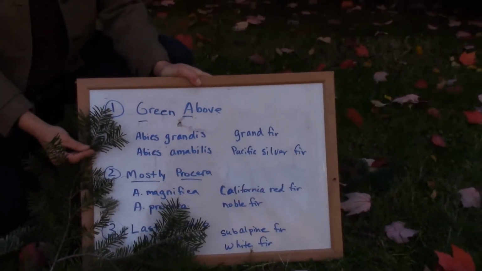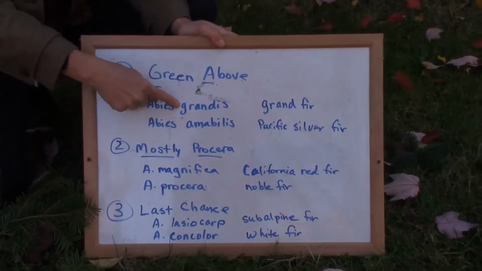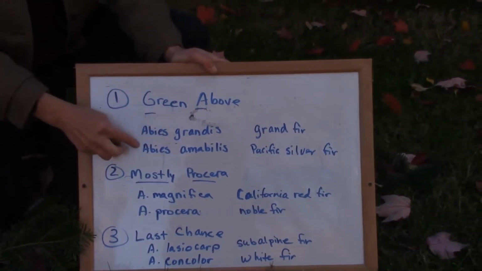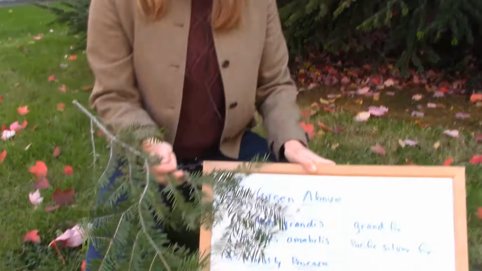There's 2 different species of the 6 that have no bloom on the upper surface. The other 4 do. So that's the first thing you're going to look for. If it has no bloom on the upper surface of the needle, it has to be either Abies grandis, the G is for green here, grandis, or Abies amabilis, the A is for above, to help you remember it. Okay? So this is a grand fir.